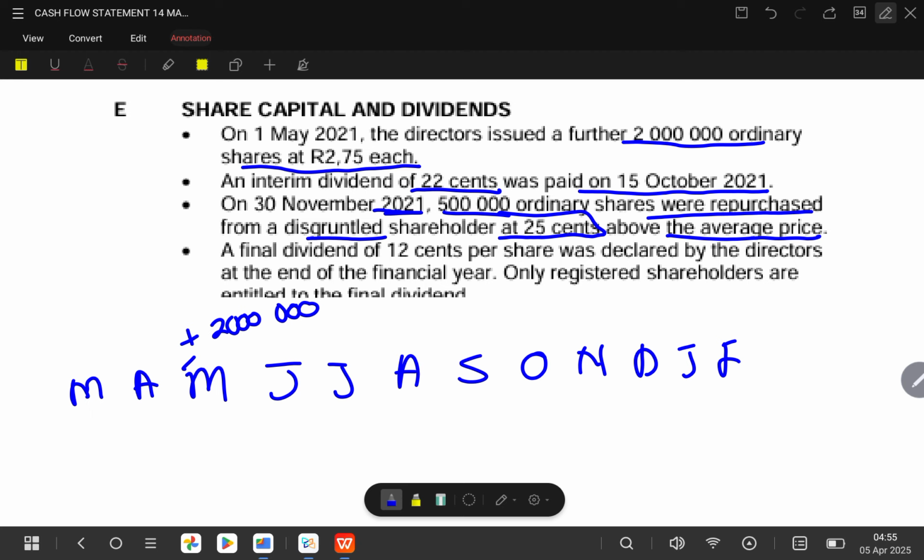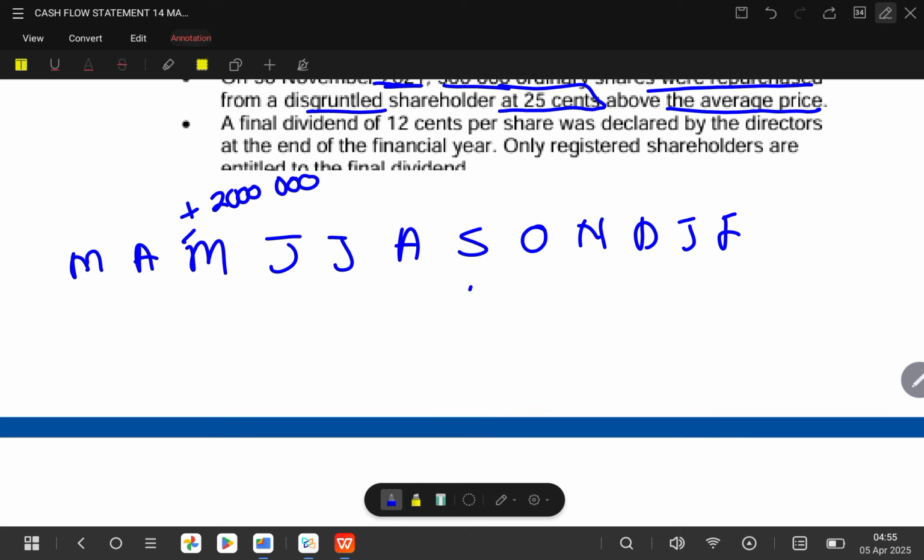Now, very important for us to make sure that when we get this information, we know where to record it. So remember, the repurchase will require you to do that triangle. Okay, so this is the triangle that we have. You are going to need it. This is your cash flow, this is your ordinary share capital, and this is your return.